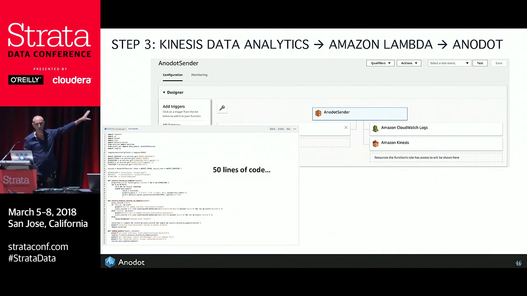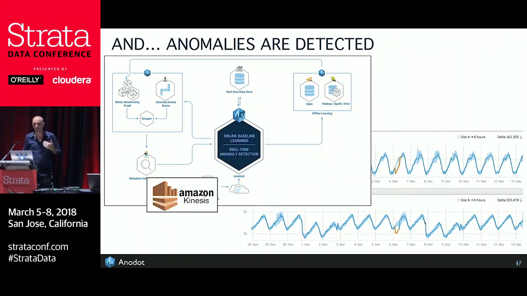And we provide code, 50 lines of code, that we actually provide our customers, which takes that stream, transforms it into our Anodot API format, and sends it to Anodot. And that's it, you're done. Once that data flows in, you can start detecting anomalies in real time.